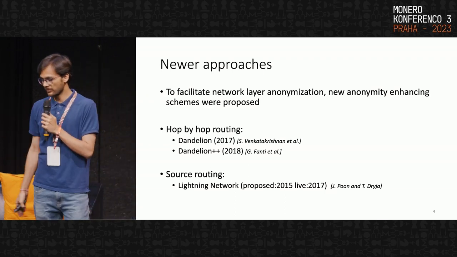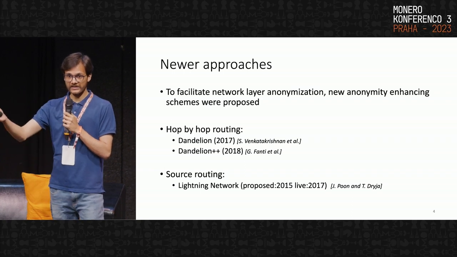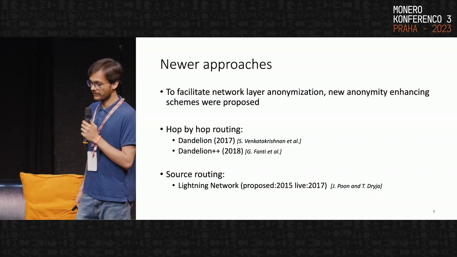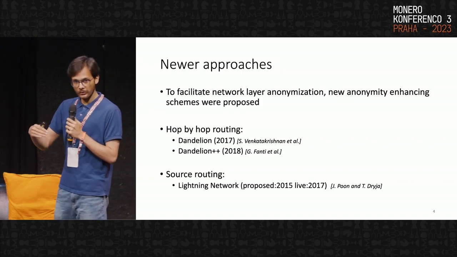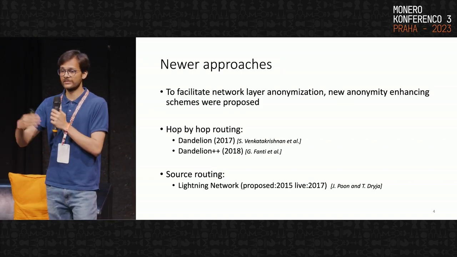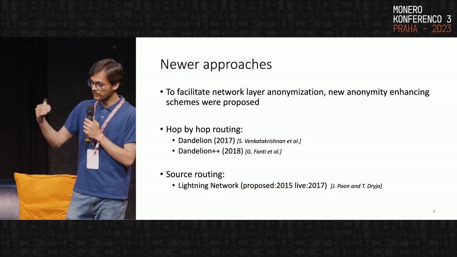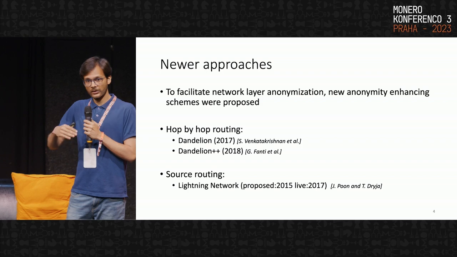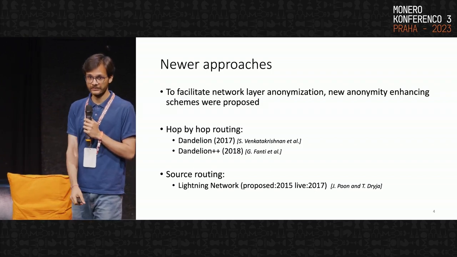In both these categories of schemes, there are systems. One is Dandelion++, which is part of hop-by-hop routing. This is a system which is also used by Monero to provide network level anonymity, and that is why this talk is interesting to the community. But I'll also be talking about source routing schemes, which are a very different kind of routing, but we'll still analyze the anonymity.